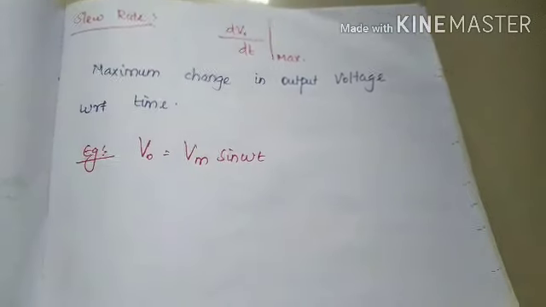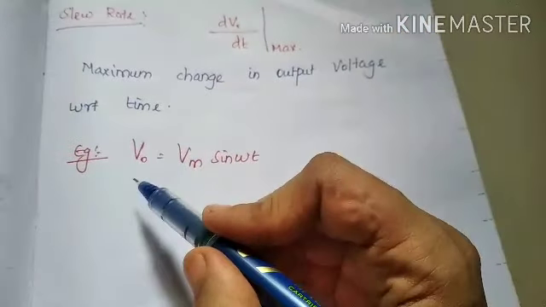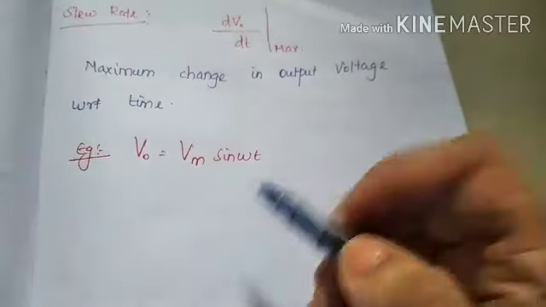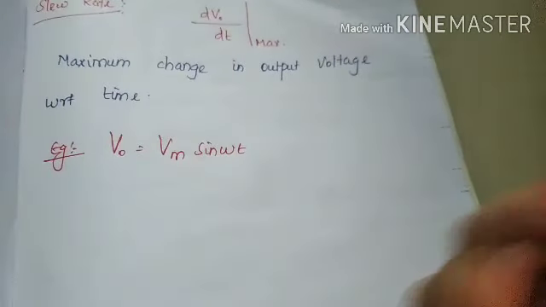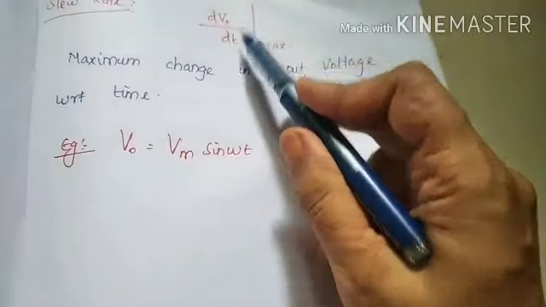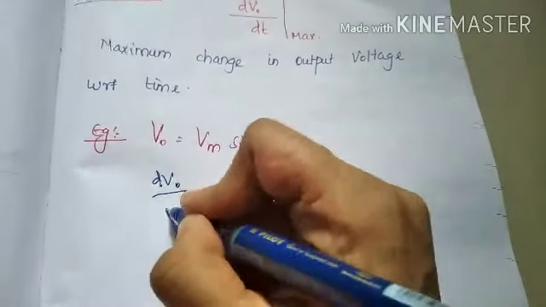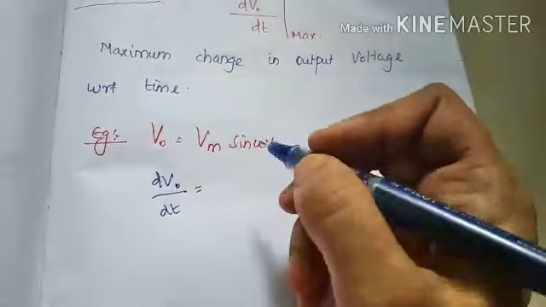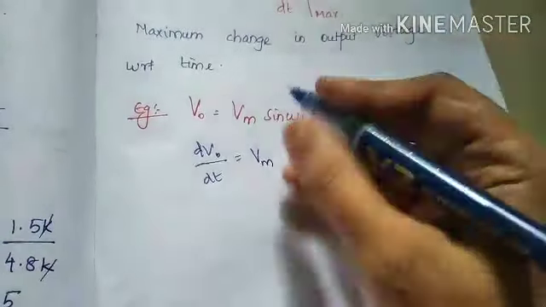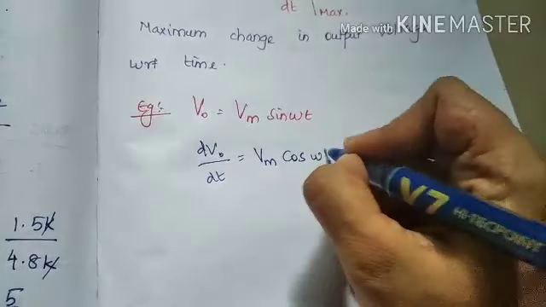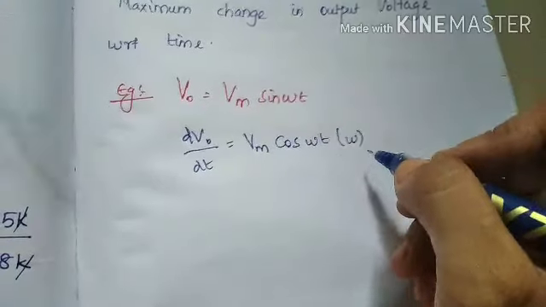First, see here, in this example I am assuming the value of V0 as Vm sin omega t. So how can we find the value of slew rate? What is the formula for slew rate? We have to differentiate V0 with respect to t, right? So dV0 by dt is equal to Vm into cos omega t into omega, right? Vm into cos omega t into omega.